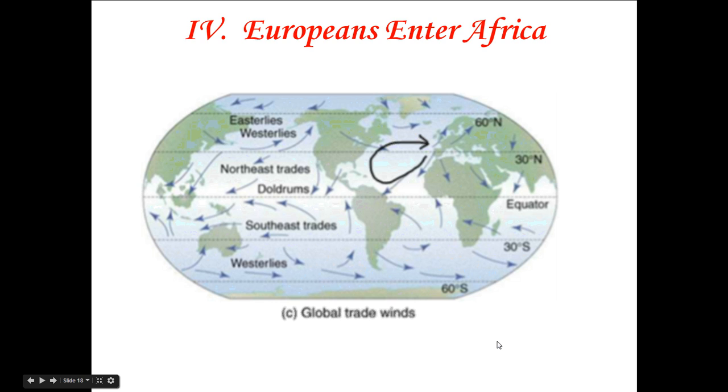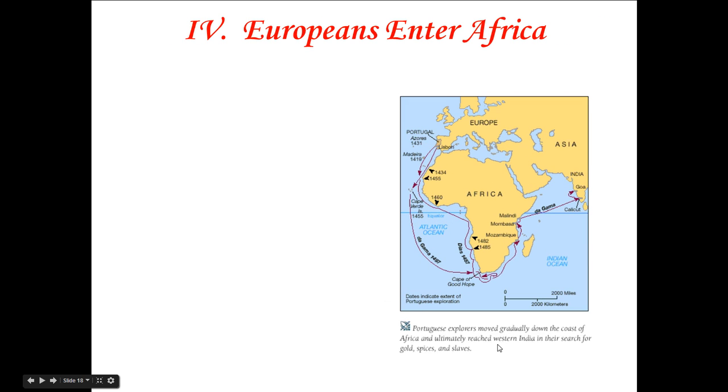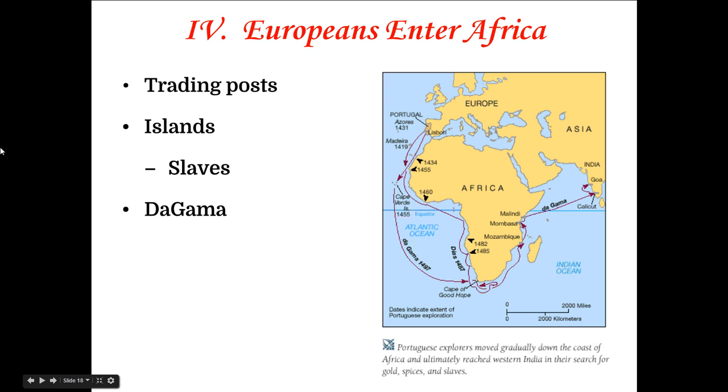So what the Portuguese do in the 1400s is set up trading posts, and on this map those little arrows are trading posts that the Portuguese set up, and you can see by the late 1400s they were getting closer and closer to rounding the Cape of Good Hope and getting around Africa to India.